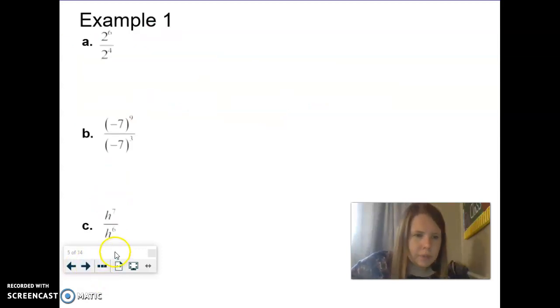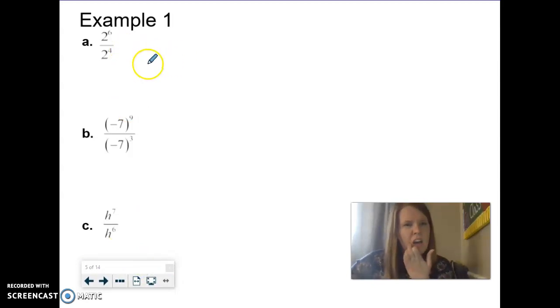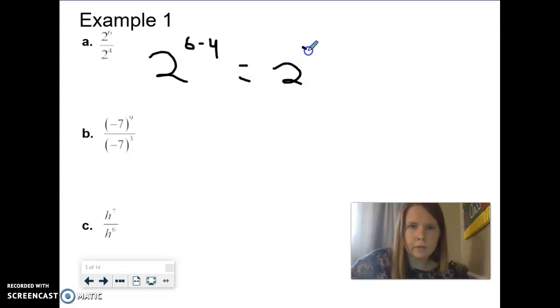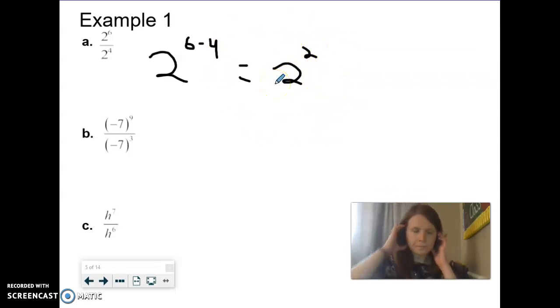Let's look at some examples here. Your first one, you've got a base of 2, with exponents of 6 and 4. So ultimately what I'm doing is taking 6 minus 4. My solution in this case would be 2 squared. Again, just leave it like this. Don't worry about actually finding 2 squared.